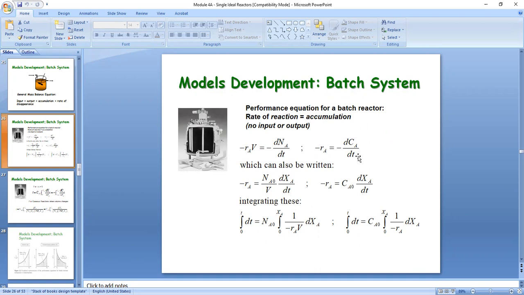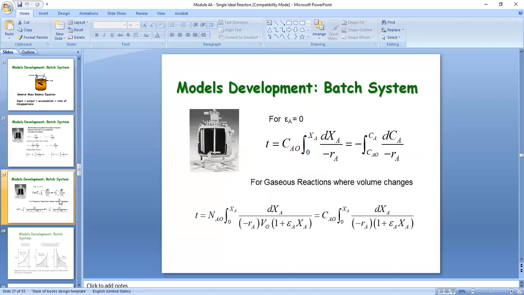The rate is equal to the negative of dC_A/dt, wherein we can get another performance equation form, which is time equal to the integral of dC_A over the rate. That is, if you are dealing with concentrations, there's no need anymore for you to convert your concentration information to conversion. That way you can fit it in the performance equation written. So you can also use this one here on top.